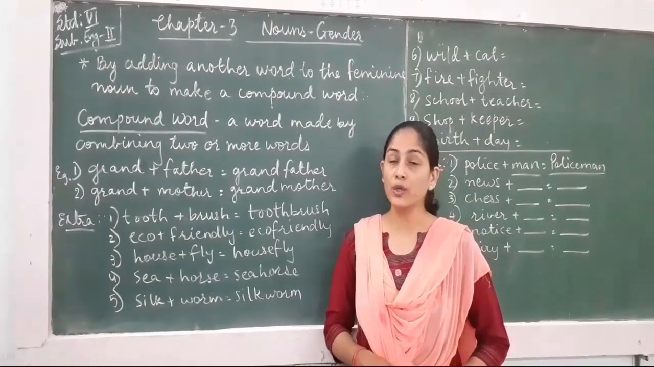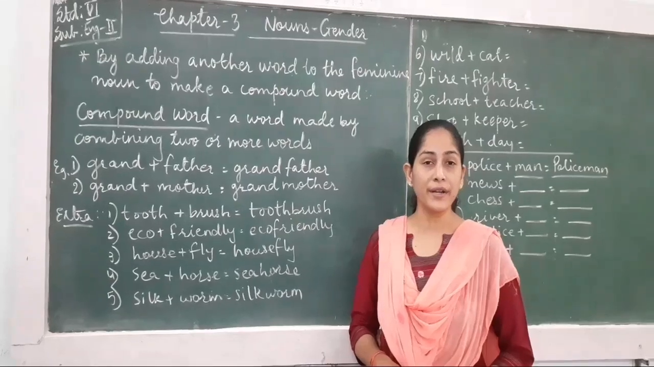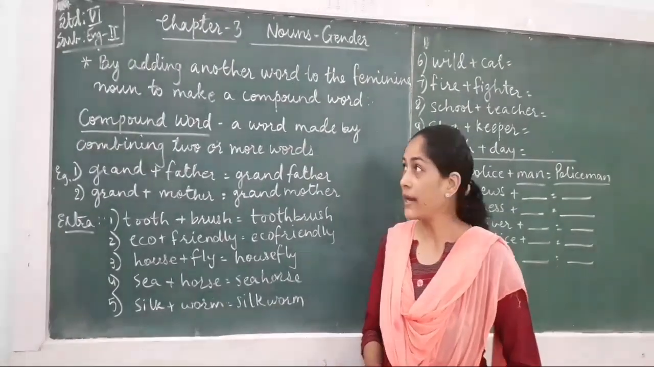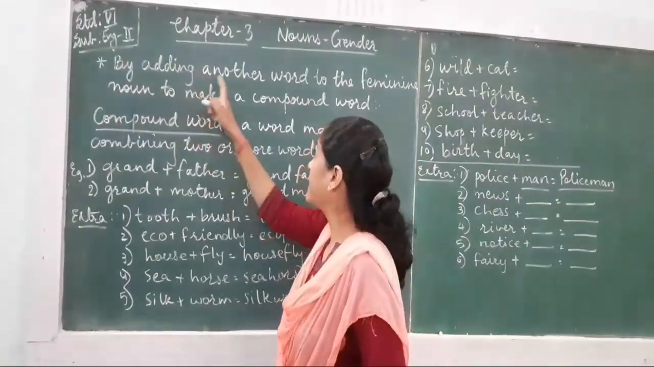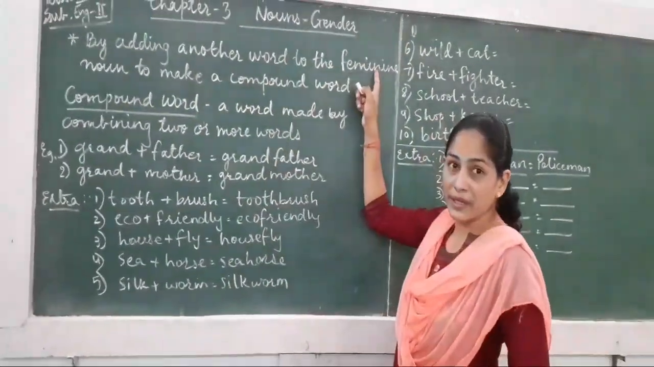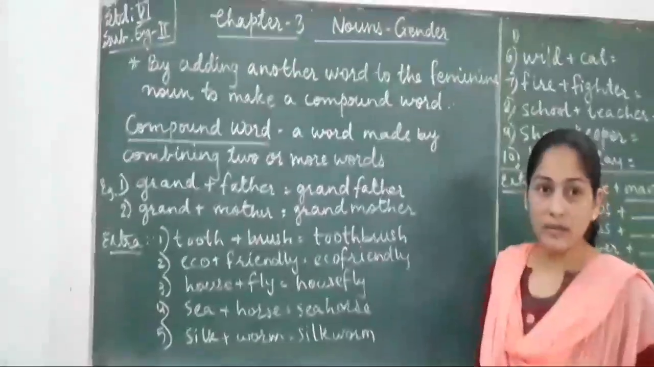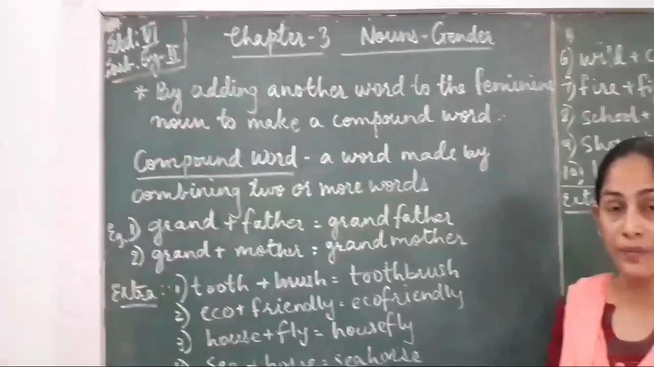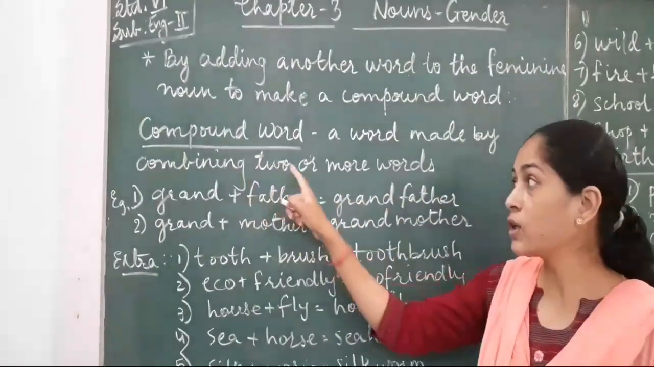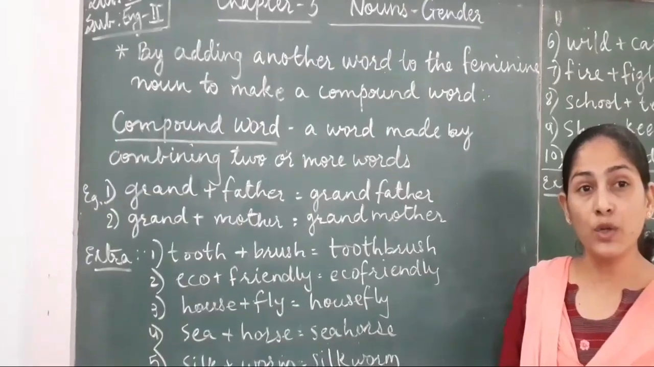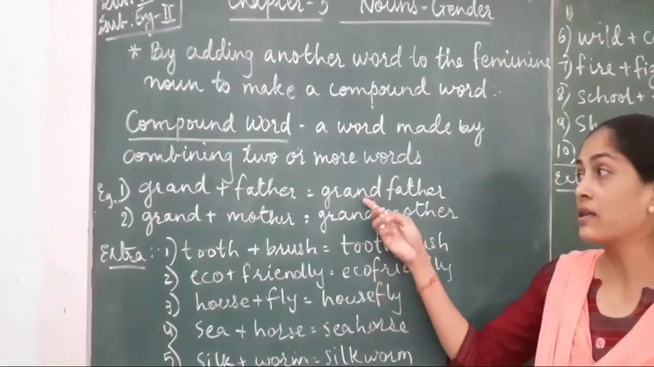In this video we are going to learn about some compound words, and further we are going to learn about common gender and neuter gender also. So let us start with this portion. First, by adding another word to the feminine noun to make a compound word. To understand this, let us understand what is compound word. Compound word means a word made by combining two or more words. When you combine two different words and a new word is made, that is compound word.